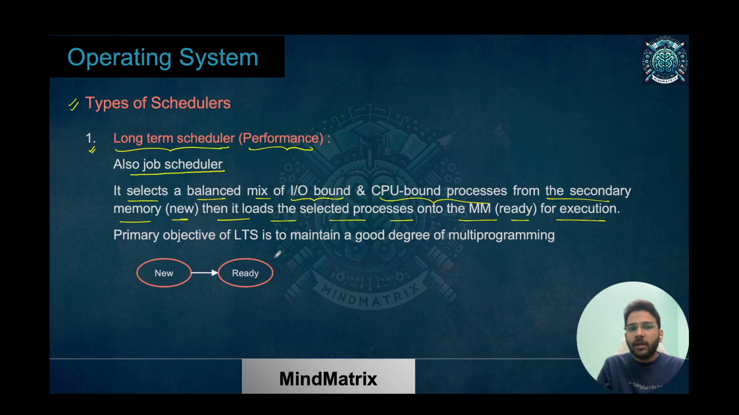Clear? So it is very important that it selects a well mixed set of CPU bound and input output bound processes, so that the CPU will be busy executing processes, and input output devices will also be busy performing input output operations for the input output bound processes. Clear? So the primary objective of the long-term scheduler is to maintain a good degree of multiprogramming, shifting processes from new to ready state. New means in the secondary memory, ready means they are in the main memory.